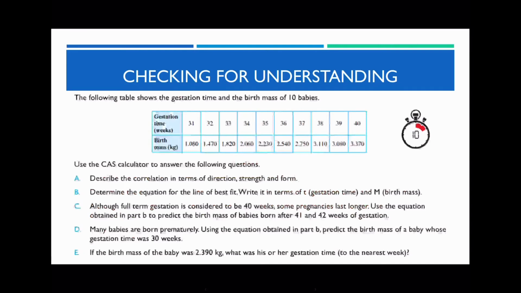The question reads, the following table shows the gestation time. So I think gestation just means how long the baby is in the mum's womb, and the birth mass of 10 babies. Use the CAS calculator to answer the following questions. So the first question wants you to describe the correlation in terms of direction, strength, and form.